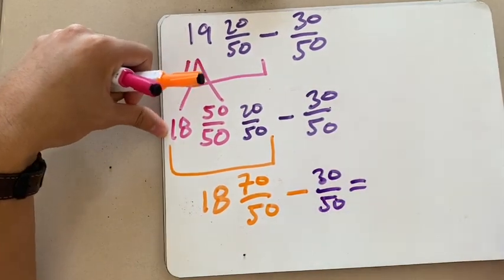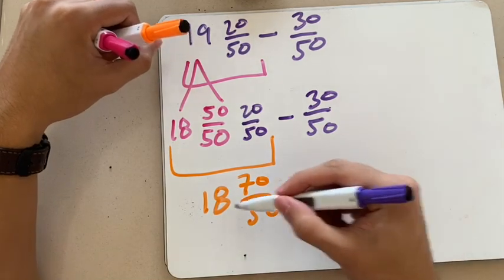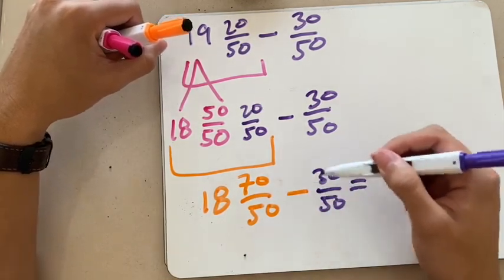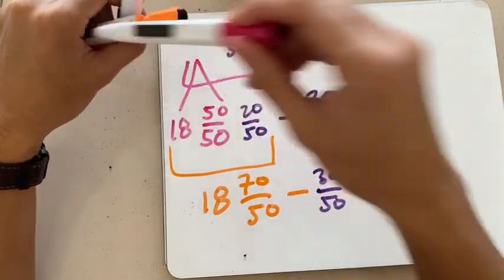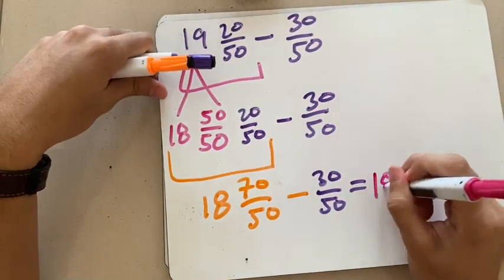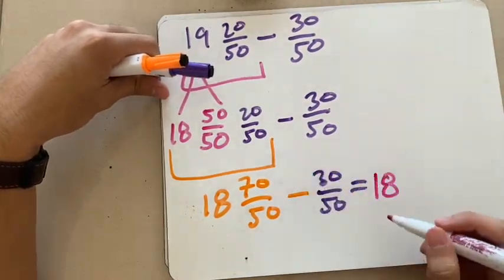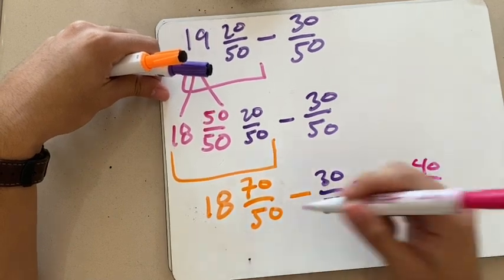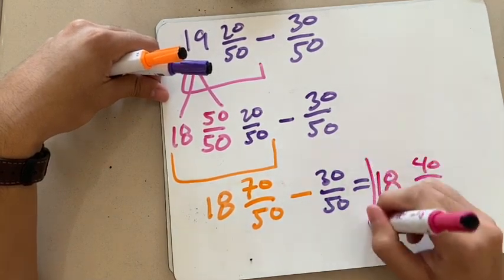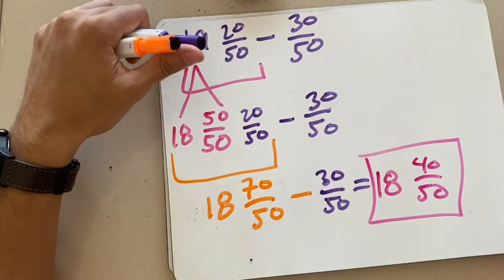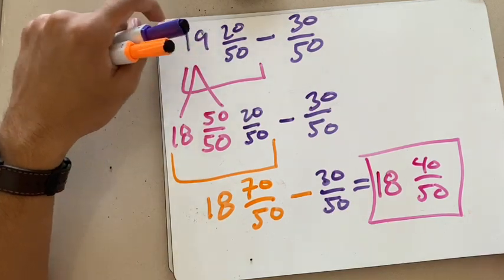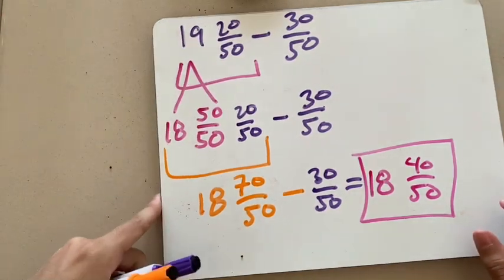And now we have something that's a lot easier to work with. 18 minus what? Minus nothing here. That's just going to give me 18. 70 minus 30, that is 40. My denominator does not change. And now look, we have our answer. 18 wholes and then 40 over 50. Okay? Let's go ahead and do one final one.